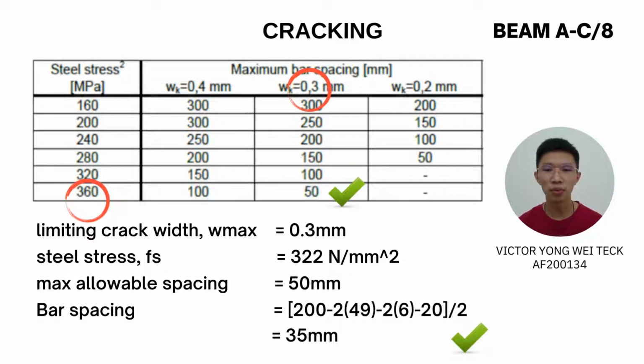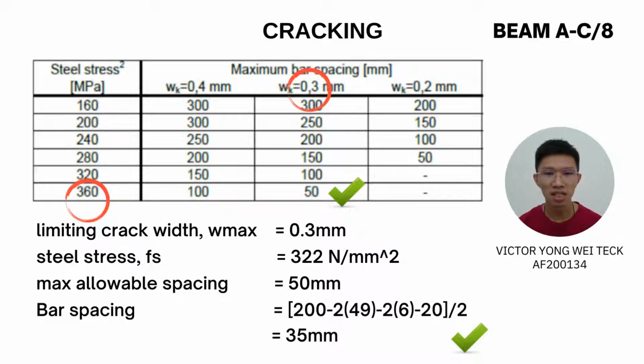The limiting crack width is equal to 0.3 mm, and the steel stress that we calculated is 322 Newton per millimeter square. By referring to the table above, the steel stress that we choose is 360, and the maximum crack width is 0.3 mm. The maximum allowable spacing is equal to 50 mm.